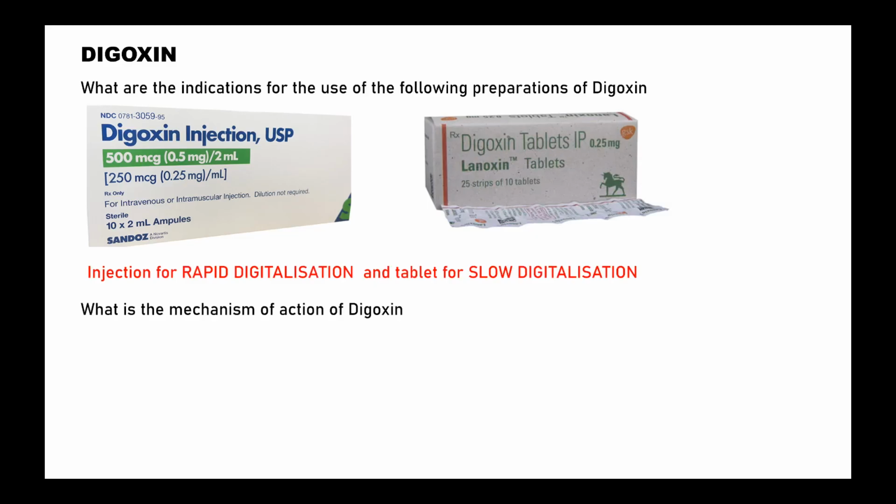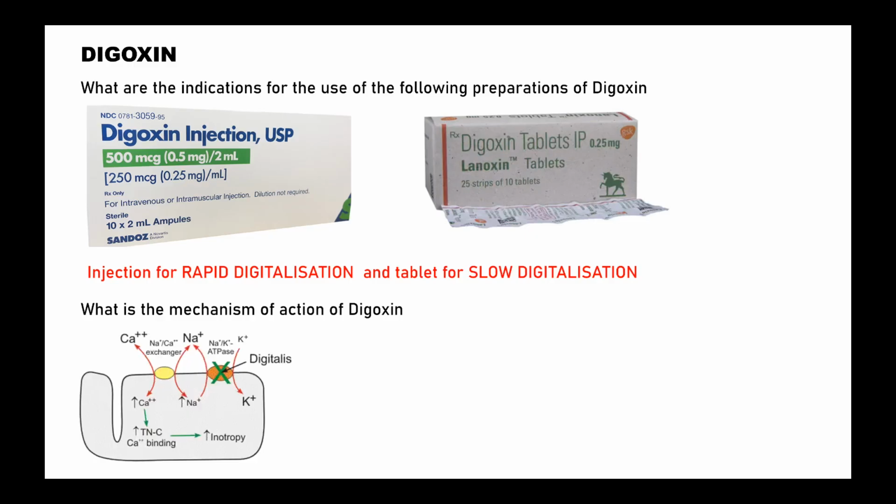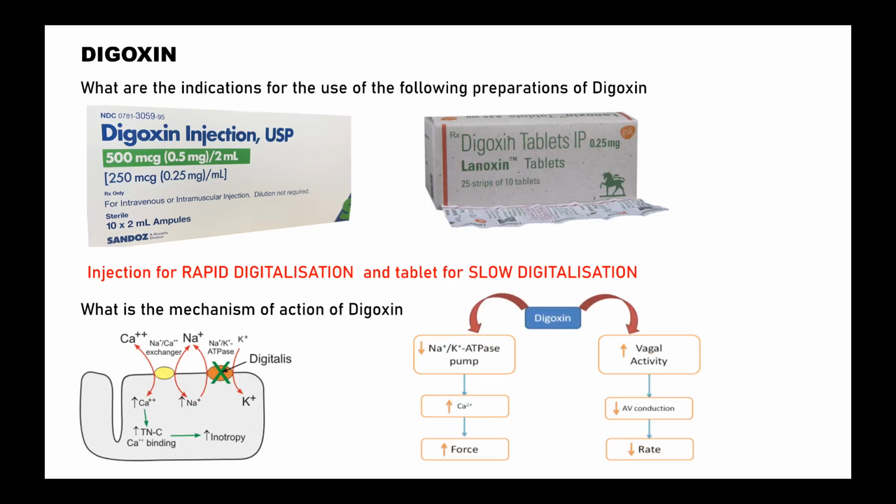What is the mechanism of action of digoxin? Inhibit sodium potassium ATPase pump and the calcium sodium exchanger. So this is the mechanism. Sodium potassium ATPase pump inhibition causing increased calcium and increased force, and vagal stimulation reducing AV conduction and reducing the rate. So it enhances the contractility and also brings down the heart rate, which helps, and that is the reason it was extensively used in the earlier days in cardiac failure because of these two items.